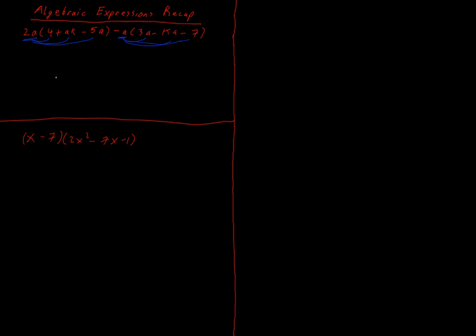And let's do that now. So we've got 2a and we're going to multiply it by 4. So first of all, plus multiplied by plus is plus. 2 multiplied by 4 is 8, and a multiplied by nothing is a. Then 2a multiplied by ak: 2 multiplied by 1 is going to be 2, plus 2a multiplied by a is going to give us a squared, and we have k.